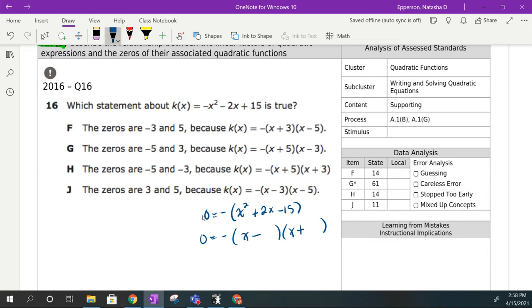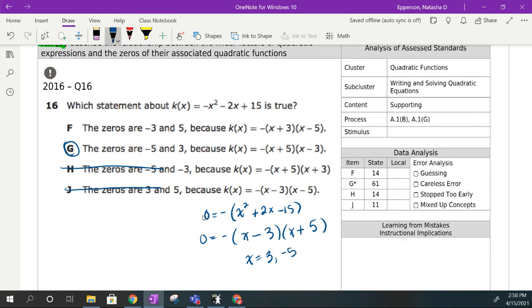I'm going to use my answer choices. I got 5 and 3. Well, 5 times 3 gives me 15, and I know it's going to be positive 5 and negative 3. All right, so then when I take that out, that's going to give me x is equal to 3 and negative 5. So that would be the zeros of the graph. So looking at my zeros, the answer choices, J is out because that says 3 and 5. H is out because that says negative 5 and 3. G says negative 5 and 3. That one works. That is our answer.